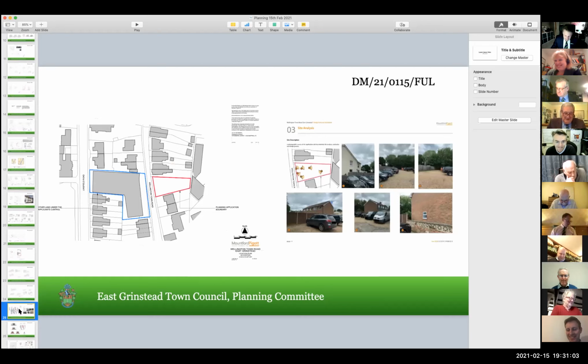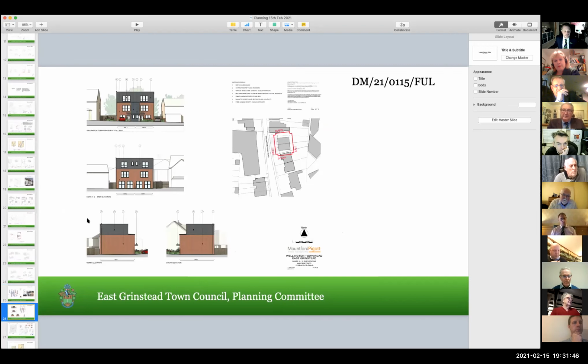This is DM 21 0115. This is parking area adjacent to 24 Wellington Town Road, East Grinstead. This is construction of two-bedroom single family dwellings and associated car parking, landscape and ancillary works. For those who know, this is the old car parking space for East Grinstead kitchens, bedrooms and bathrooms. We've seen this site come before us a lot with various developments, I'm saying that through gritted teeth. And this is now them wanting to build on the car parking bit.